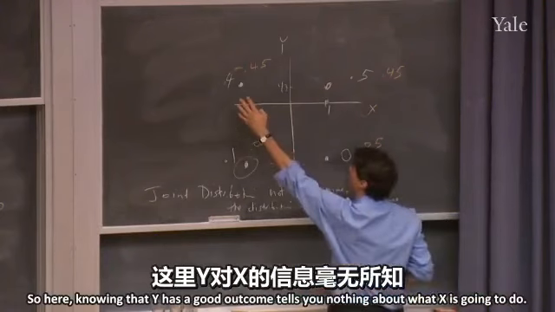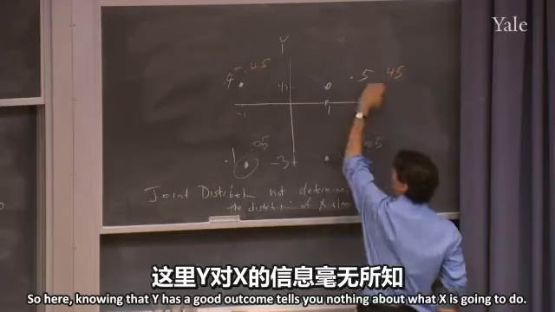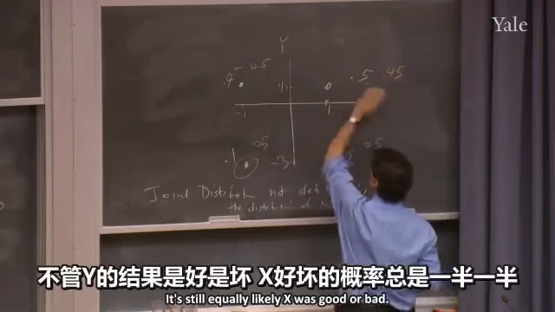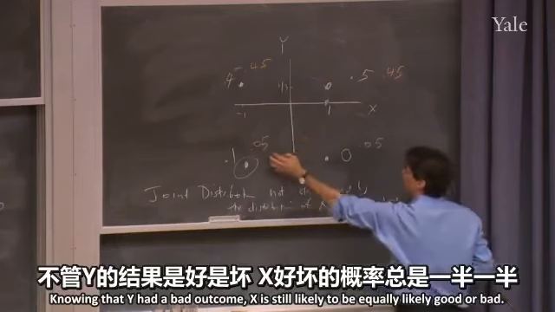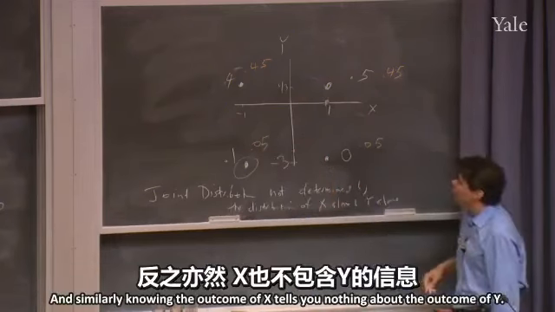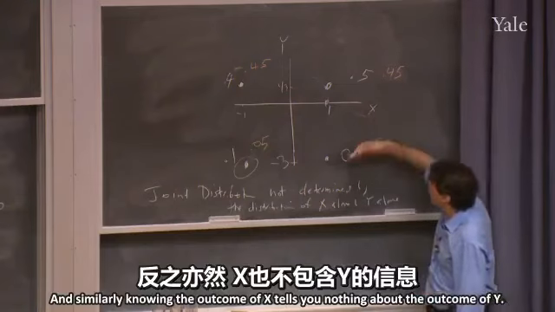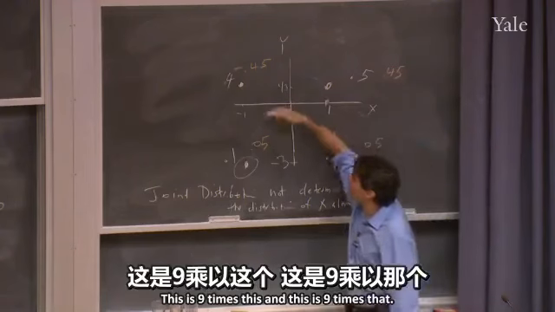So here, knowing that y has a good outcome tells you nothing about what x is going to do. It's still equally likely x was good or bad. Knowing that y had a bad outcome, x is still equally likely good or bad. Okay, and similarly, knowing the outcome of x tells you nothing about the outcome of y. This is 9 times this, and this is 9 times that.